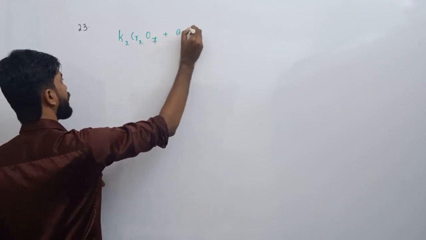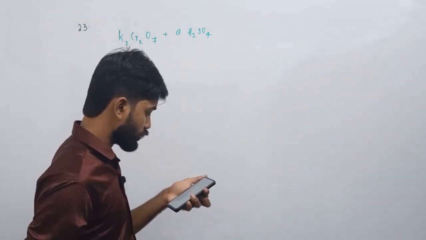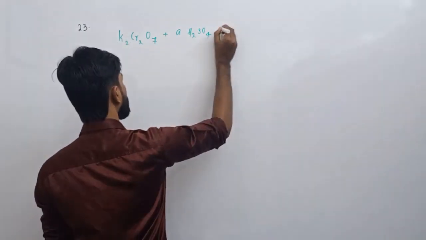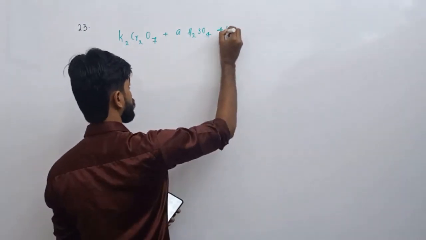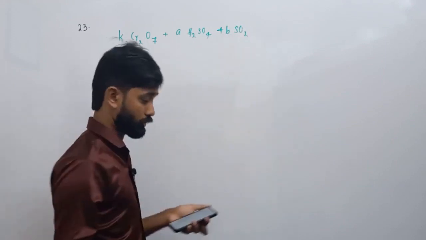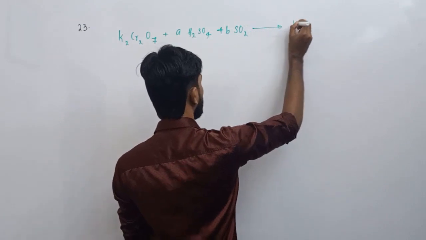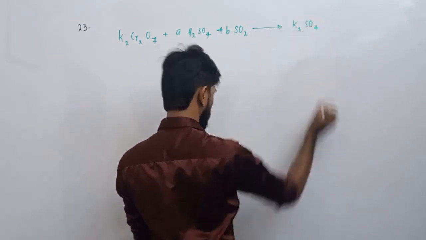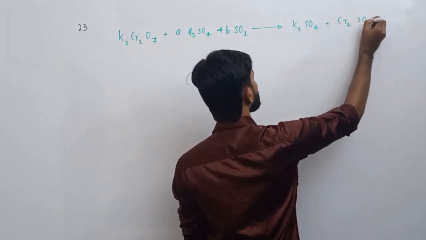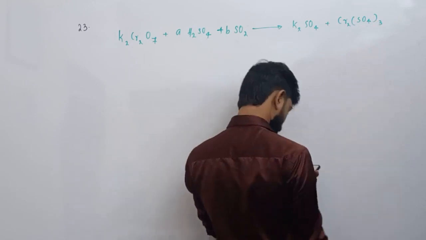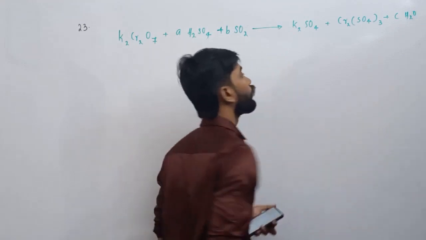K2Cr2O7 plus A H2SO4 plus B SO2 (it is given as BSO4, but it is actually BSO2, it is an error), which forms K2SO4 plus Cr2(SO4)3 plus C H2O.